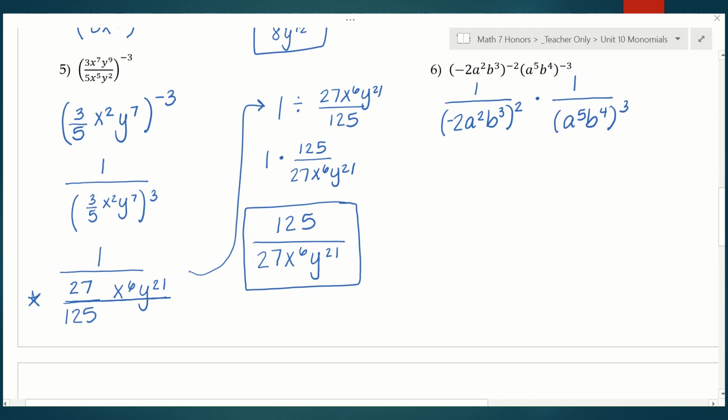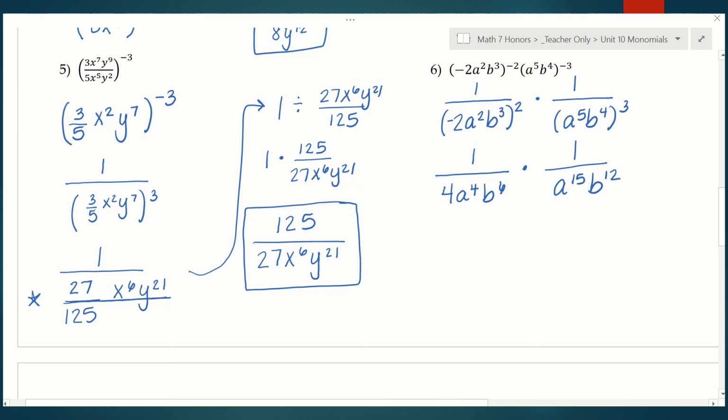Okay, now I can go ahead and actually evaluate those denominators. Negative 2 squared is 4. A squared to the 2nd power is a to the 4th. And b to the 3rd power squared is b to the 6th. Times 1 over, this would give me a to the 15th and b to the 12th. And now I'm ready to multiply.